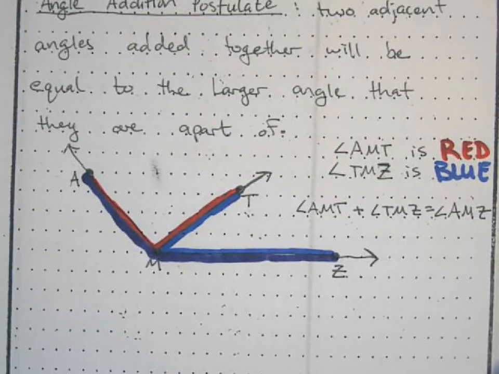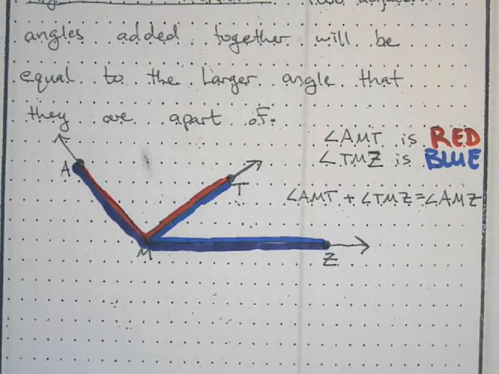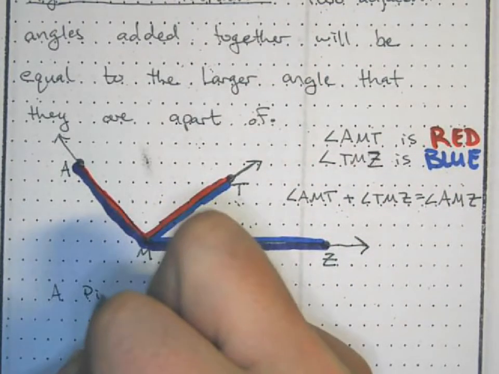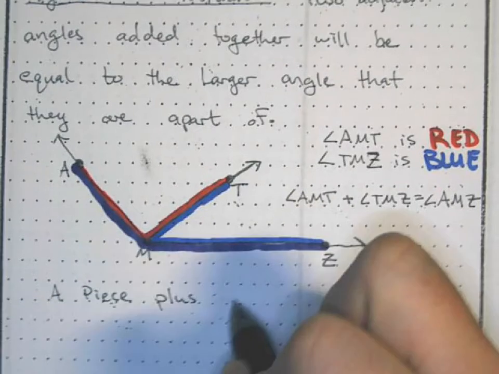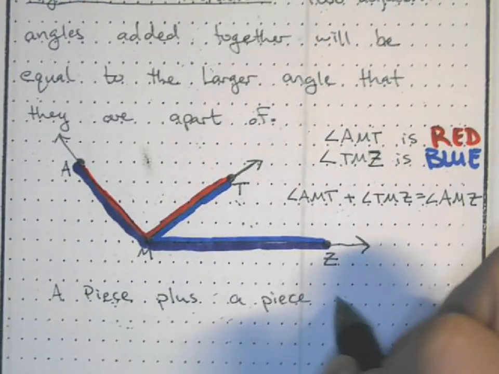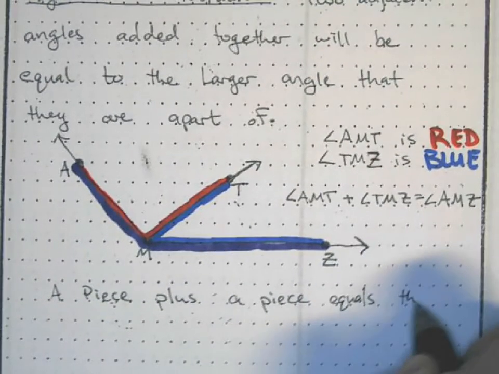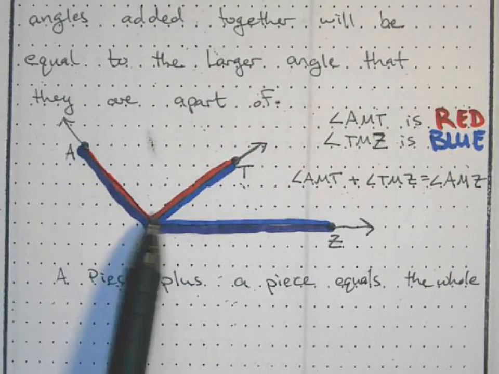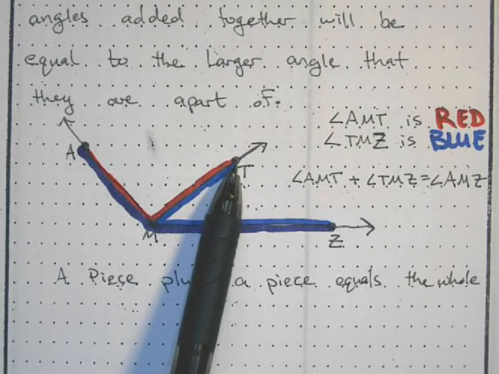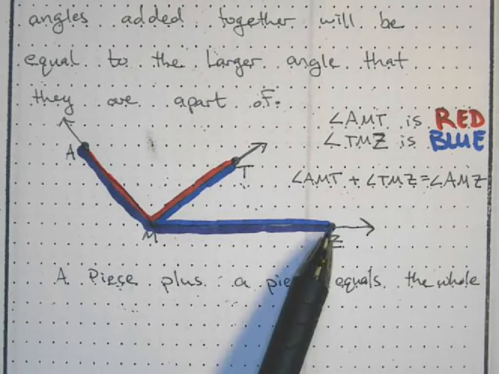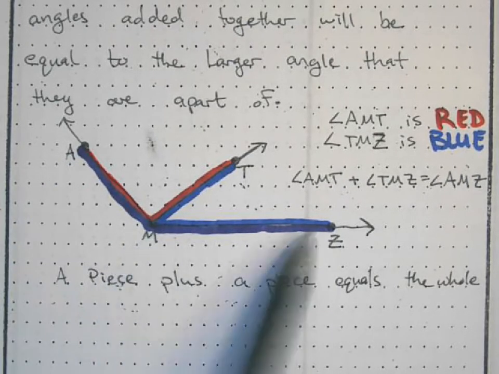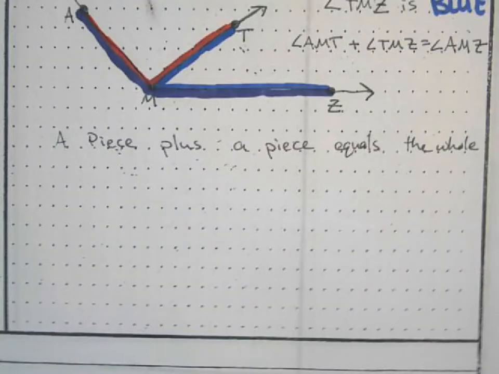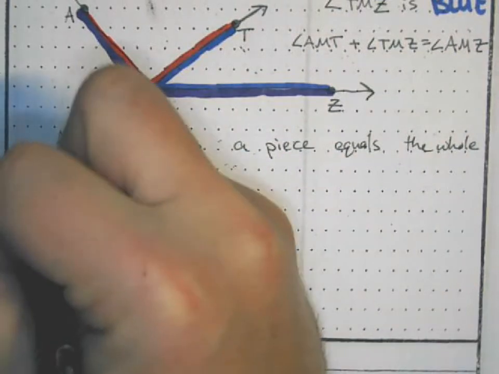So some wording that helps me think about this is I say a piece plus a piece equals the whole. So this piece, AMT, plus the other piece, the blue piece, TMZ, those two pieces added together equals the whole angle. Okay, let's do some examples. Start off with a couple of easy ones.